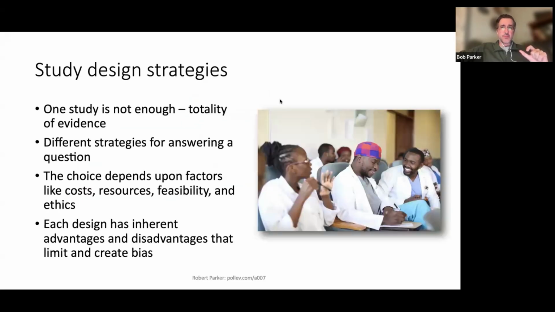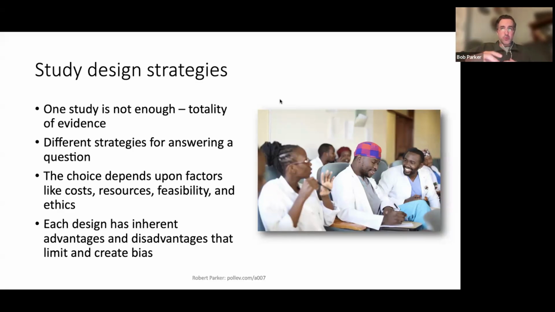But some of the important things to recognize when we're designing a study or interpreting a study is that one study is not enough. It requires the totality of evidence. So if you find one study that contradicts hundreds of other studies, it might be valid, but give it some pause before accepting that as truth, because you need the totality of evidence. You need everything to consider.